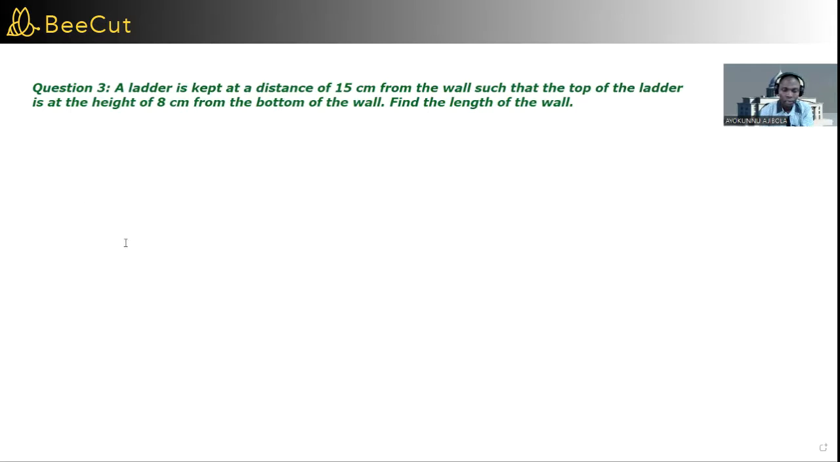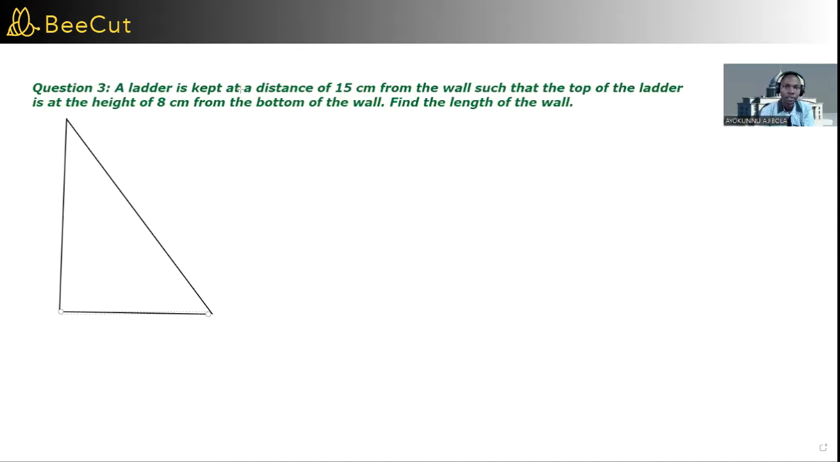So if a ladder is leaning on the wall, we're going to have something like this. Firstly, we have the wall. So if this is the wall, then we want to have the ladder resting on the wall, on the same ground, but far away from the wall. So if this is far away from the wall, I have the other distance being the ground.